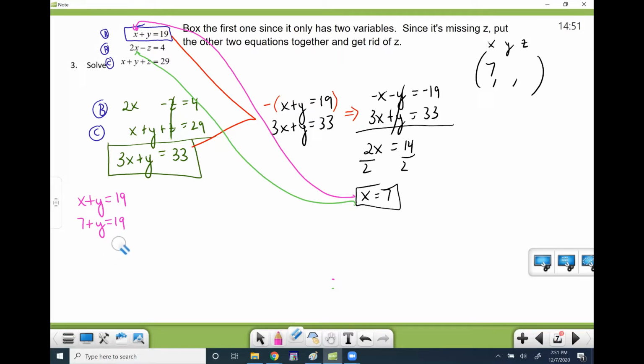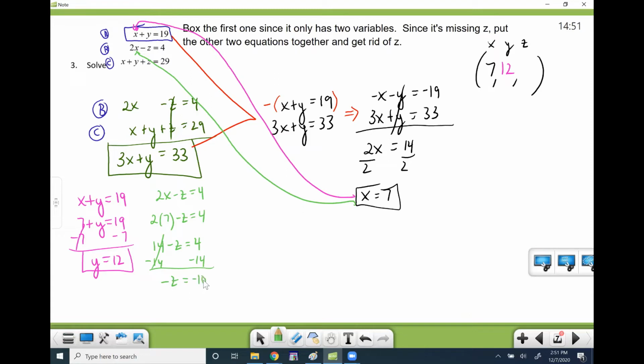All right, let me get all my stray marks off here. Okay, so take away 7, it must be that y is 12. All right, cool. Let me go put that in. And then for green, we're going to take this equation right here, but we're going to be putting 7 in for the x. And there could have been other things you did, you guys. So if you saw something you think's easier, go for it. Okay, I'm going to take away 14, negative z equals negative 10. So z must be positive 10.